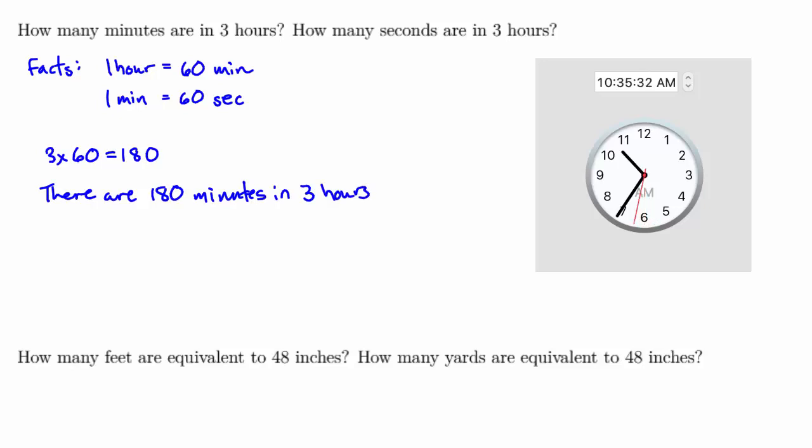Continuing that informal calculation, I have 180 minutes in 3 hours. Each of those minutes has 60 seconds. So to calculate the number of seconds in 3 hours, I'd take that original 3 times 60 and multiply it by 60 again, since each of those minutes has 60 seconds. And I'll get 10,800 when I calculate that. So I know that there are 10,800 seconds in 3 hours.